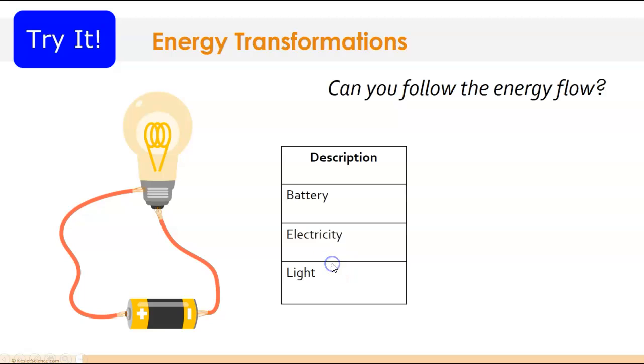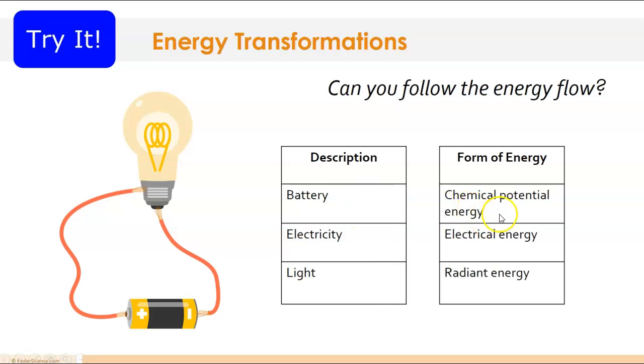See if you can follow the energy flow here. We have from a battery through the wires, electricity, and the light. So what forms of energy do those take? A battery is chemical potential energy, electricity is electrical energy, and the light that's produced from the light bulb is radiant energy.